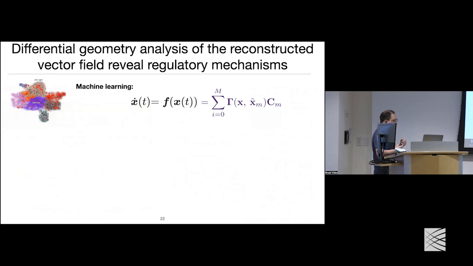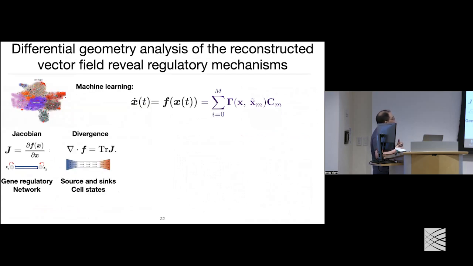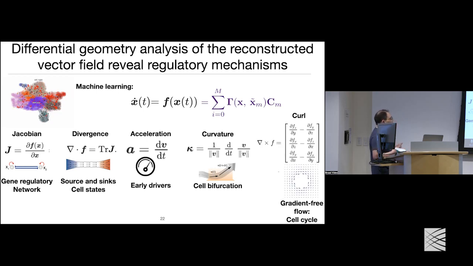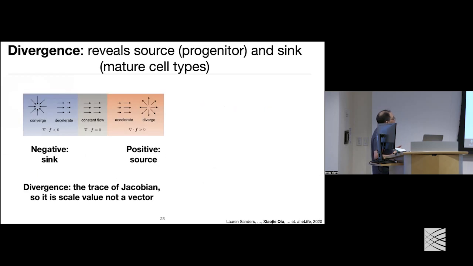As I mentioned, we can calculate these differential geometry quantities, and each of them has deep biological meaning. The Jacobian can tell you the gene regulatory network. The divergence can tell you the source and the sink of the cell space. The acceleration can tell you the early driver. The curvature can tell you the genes responsible for cell fate amplification, and the curl may potentially be related to the cell cycle. Here I'm going to show you a few examples of how we can leverage these quantities to gain mechanistic insights for different dynamical processes.